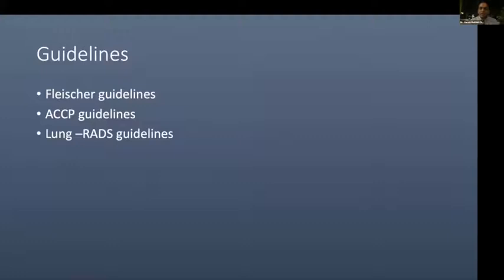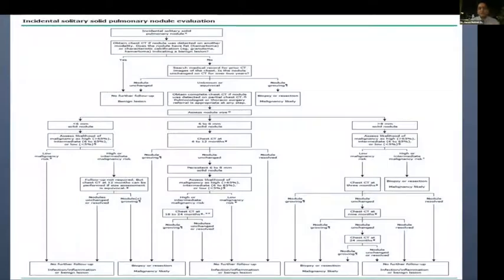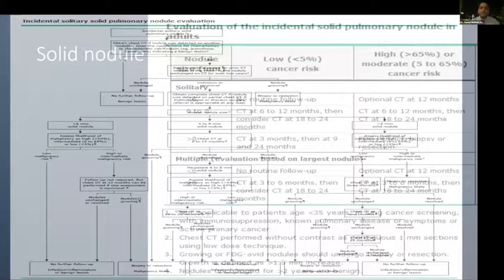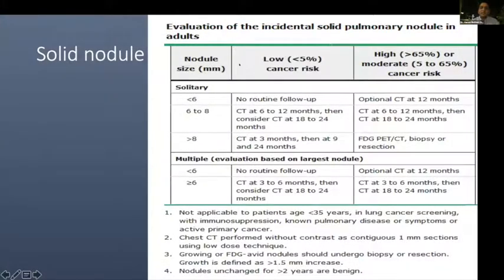There are a lot of guidelines on follow-up. There's the Fleischner guideline, the ACCP guidelines, and the Lung-RADS guideline. I think many of us here use the Fleischner guideline. If you look at this chart, it's really, really busy, so I tried to find a simplified version of it. You can see here, if the lesion is a clear-cut solid lesion under 6 millimeters in size, and the patient is low risk, generally you don't need to follow the patient up. If they are high-risk patients, under 6 mm, they say an optional CT scan at 12 months.